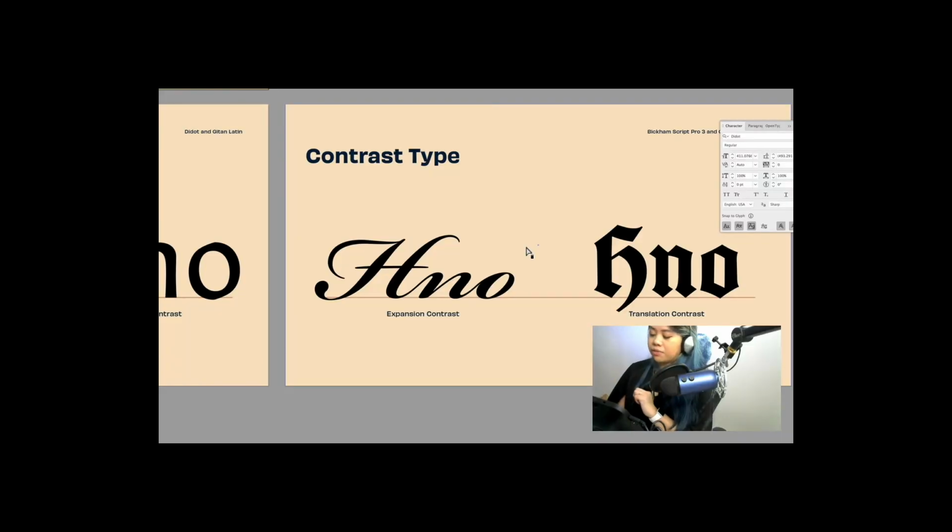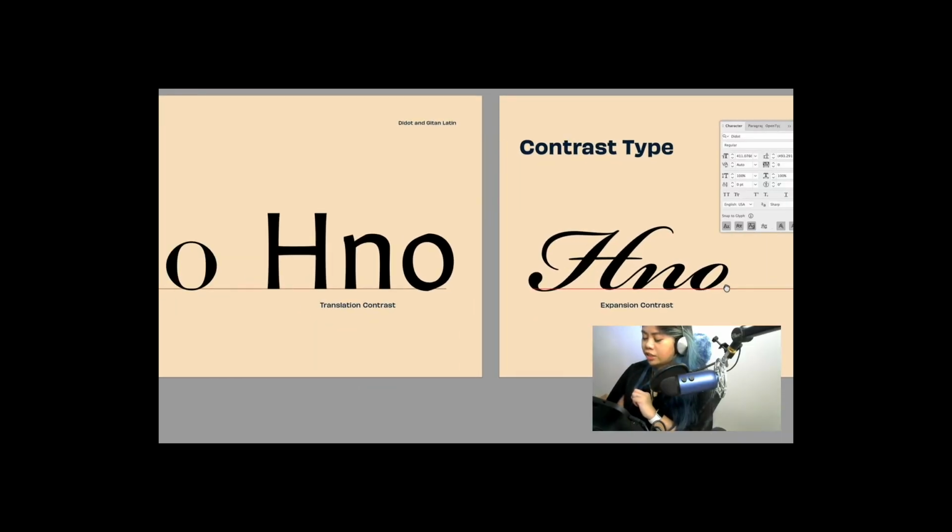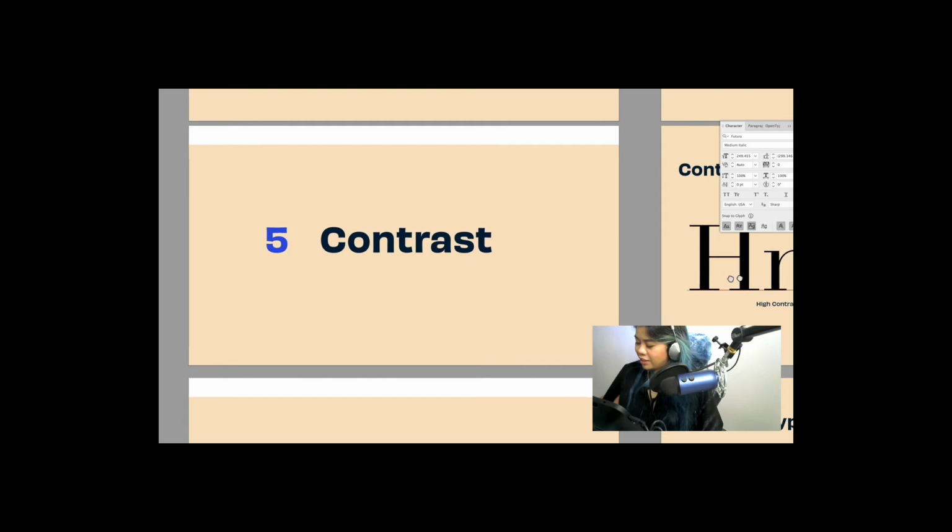The second type of contrast is translation typeface. This is fun.